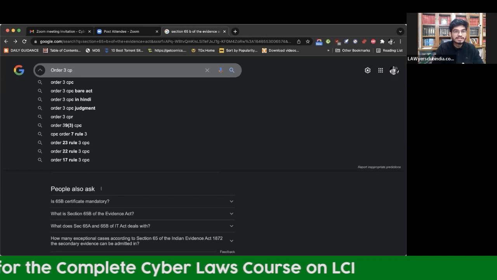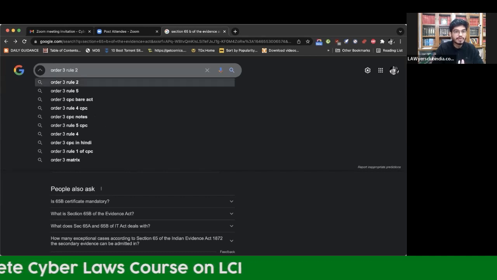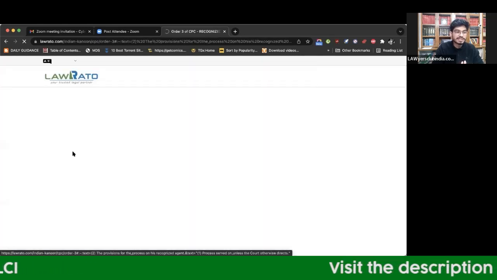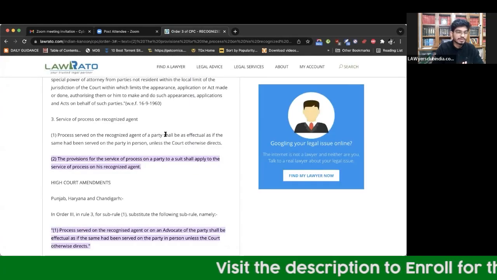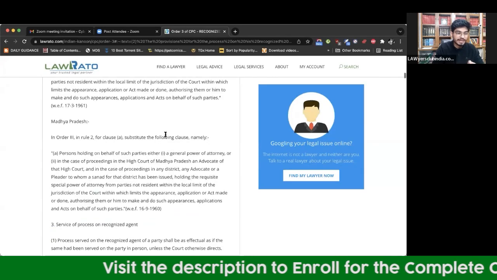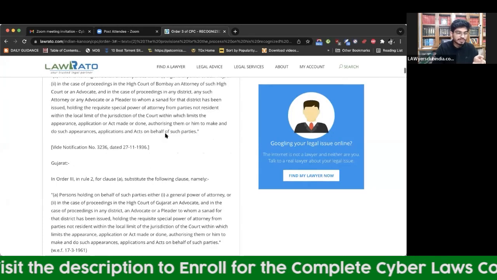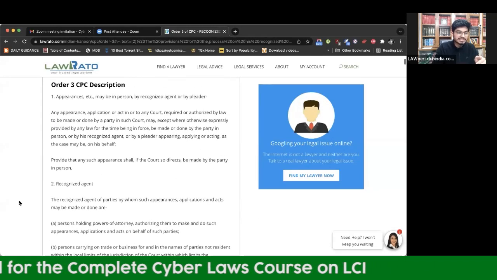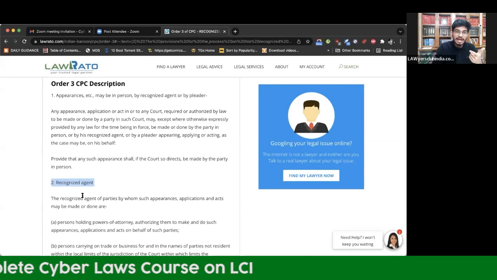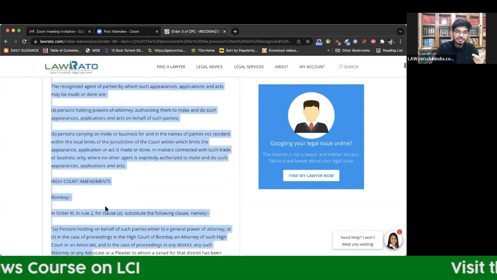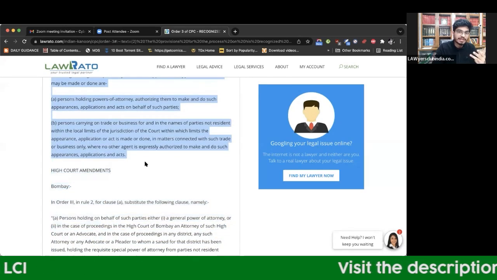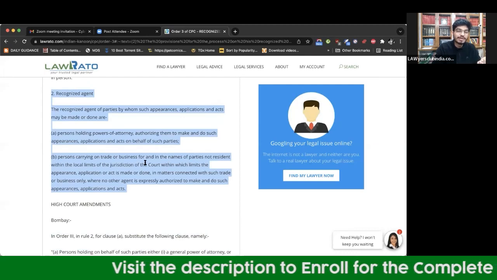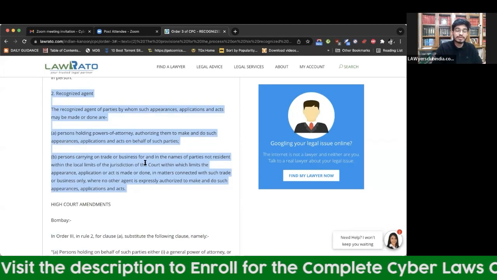You can also find it in Specific Relief Act, Order 15C, where you'll find the power of attorney and the provisions relating to it, where you can get it signed by anyone else. So yeah, Order 3 is on your screen, where you see that there are recognized agents who can make appearances, who can act on your behalf, who can bring in applications, who can sign on your behalf. All this can be done if there's a duly signed document whereby you appoint them as your recognized agent or pleader.